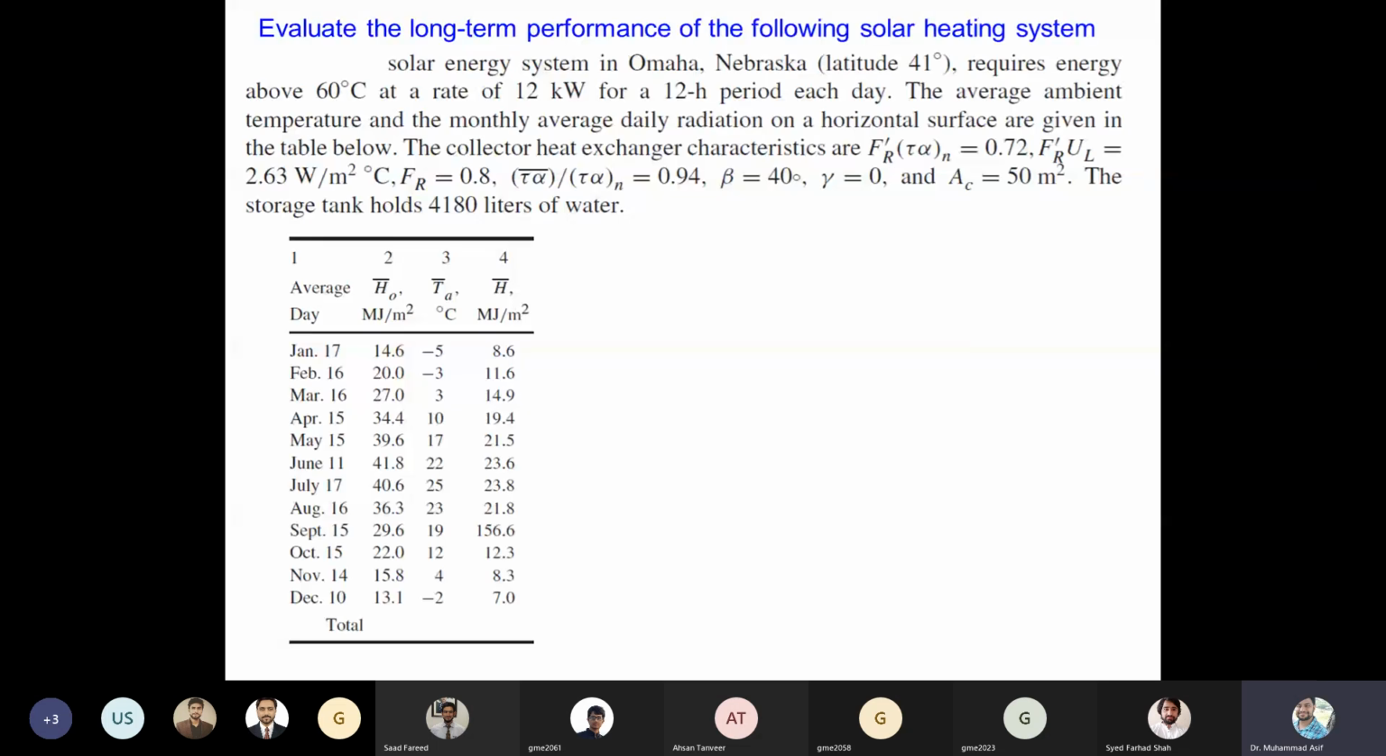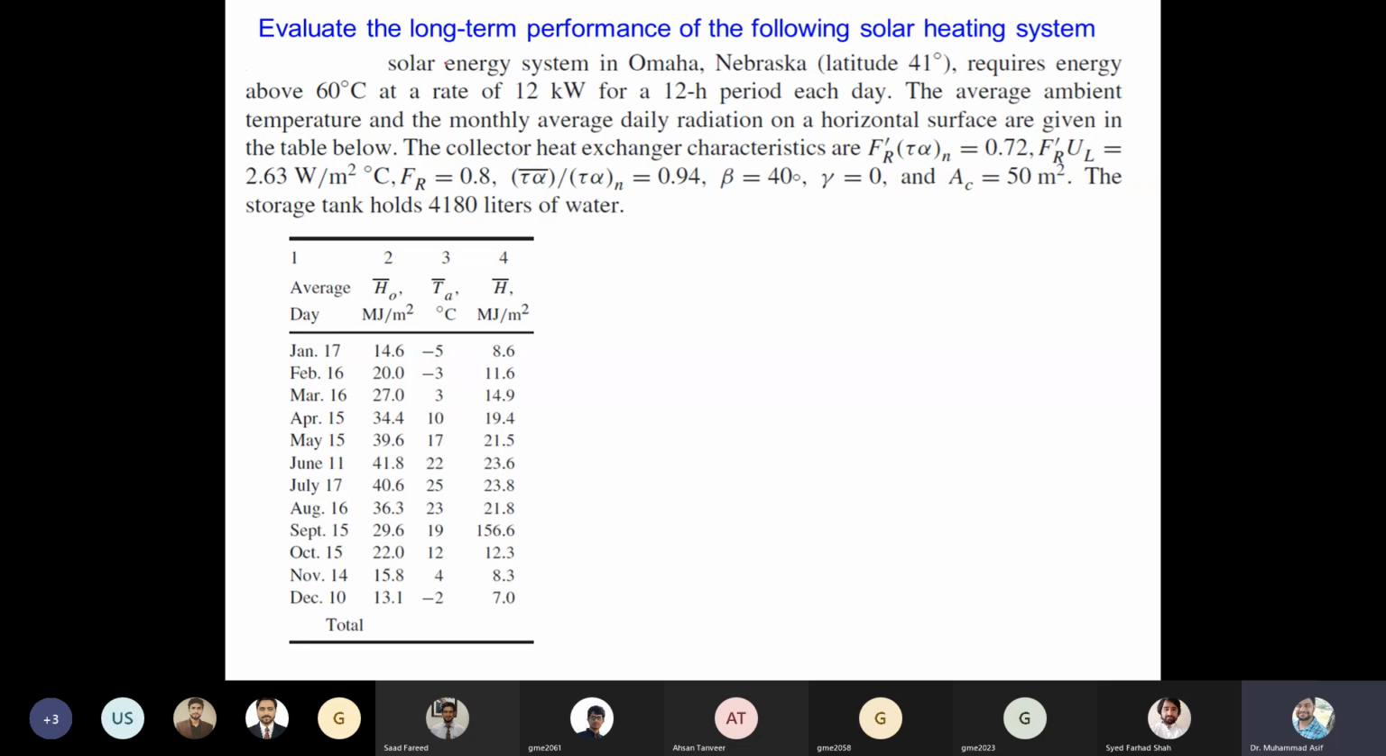Okay, so let's try to solve one numerical problem. Evaluate the long-term performance of the following solar heating system. So let's say you are given one solar heating system, and you need to calculate the long-term performance. Long-term performance means on a monthly basis as well as on an annual basis.